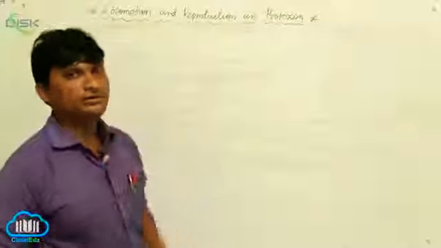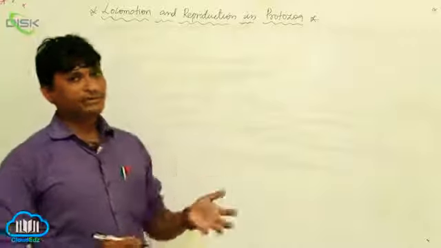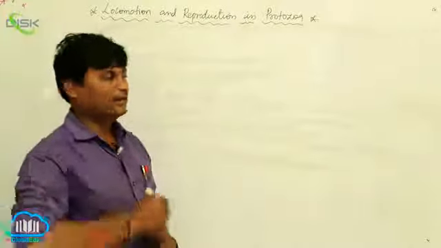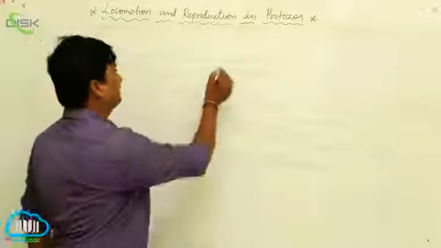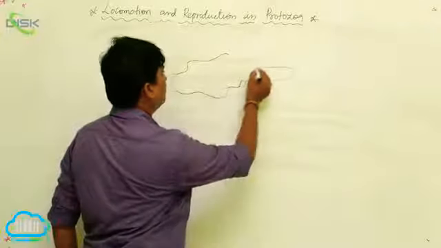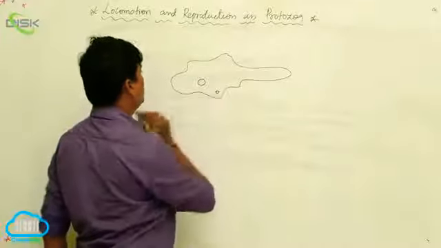Right, the formation of pseudopodium. For example, we take the amoeba. For the formation of pseudopodium, different types of theories will be there, Allen's theory and Pontanian theory. Let us see how the pseudopodium is formed in the amoeba. For example, we take the amoeba. Okay, it has a nucleus and vacuoles.